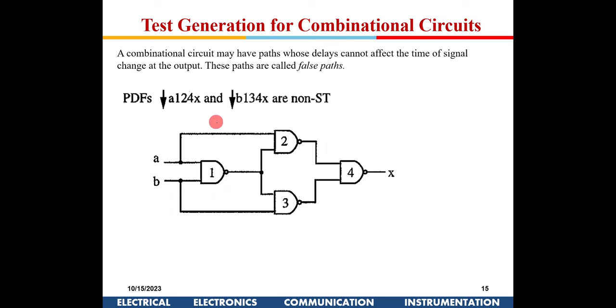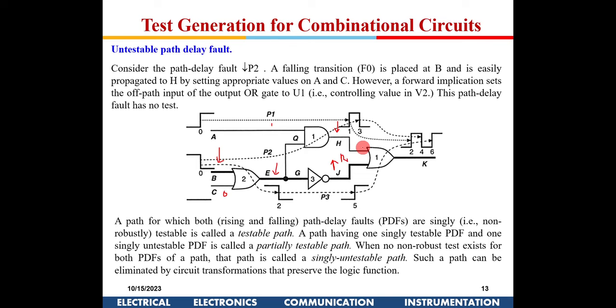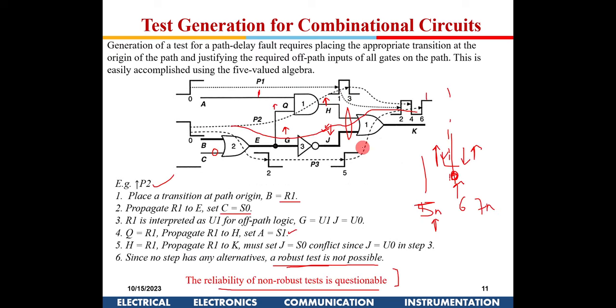Now, sir, one question. In some cases we are saying S0, that is static 0, and static 1s we are applying. In some cases initially it's U, so it's initially unknown, then becoming 0 and then becoming 1. Yes. So how to apply that? Or does that depend on the first table where we show the gates?